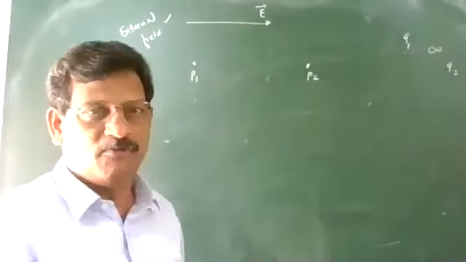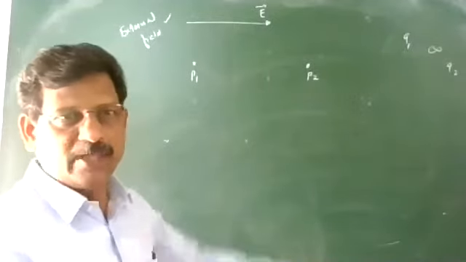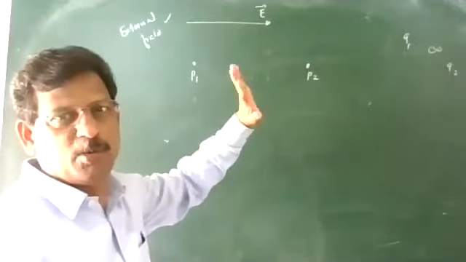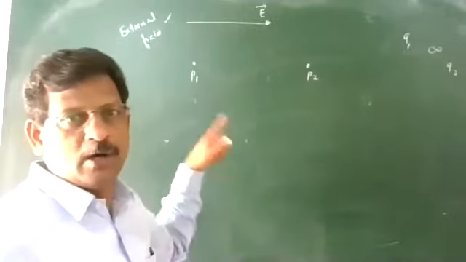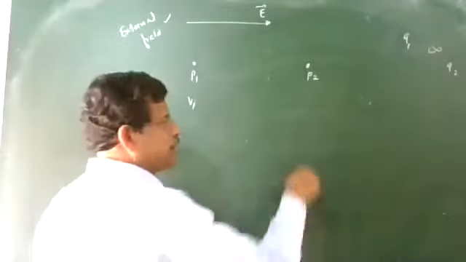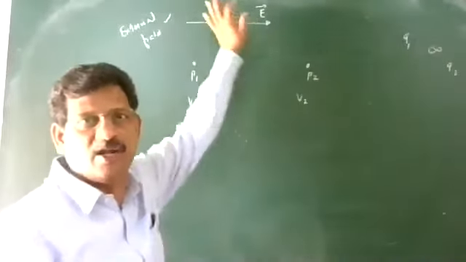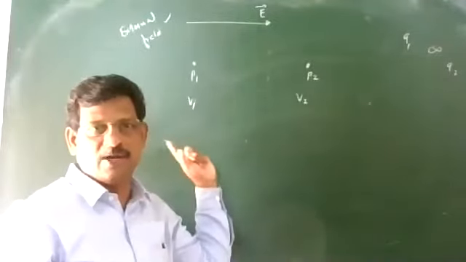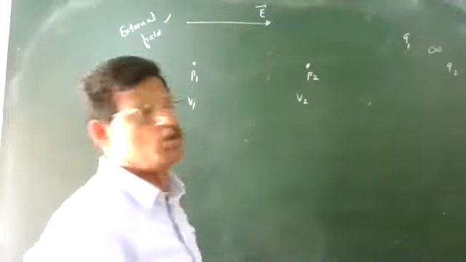When there is an external field, you have potential at the points P1 and P2. If there is no field, at P1 and P2 there will be no potential. But when there is a field, potentials will be there at any point. So at P1, the potential is V1. At P2, potential is V2. These potentials are produced by the external field produced by someone. So at point P1, there is a potential. To this point P1, you have to bring the charge Q1.